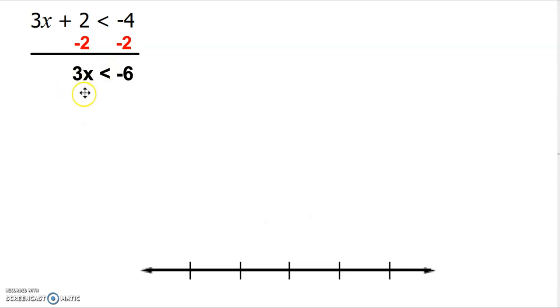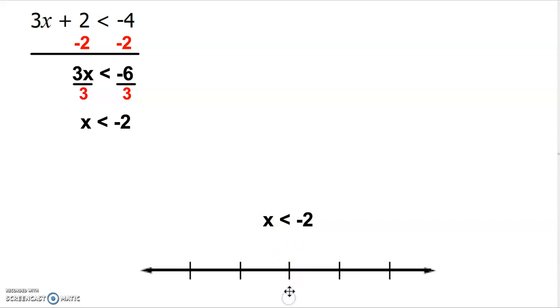So next we need to divide by 3. When we divide by 3, we have x is less than negative 2. Notice that we're not dividing by a negative. We're dividing a negative number by a positive number. So we don't flip the inequality here. It's only when the number we're dividing by is negative. So x is less than negative 2 is the inequality that we graph.